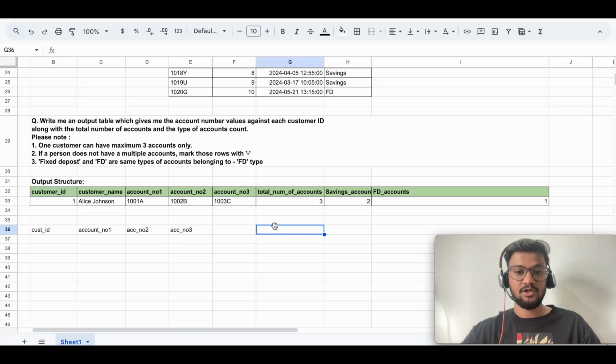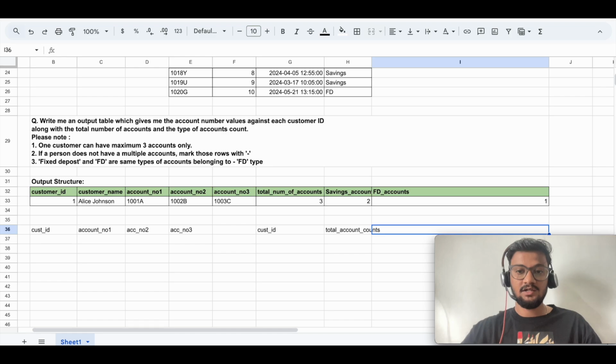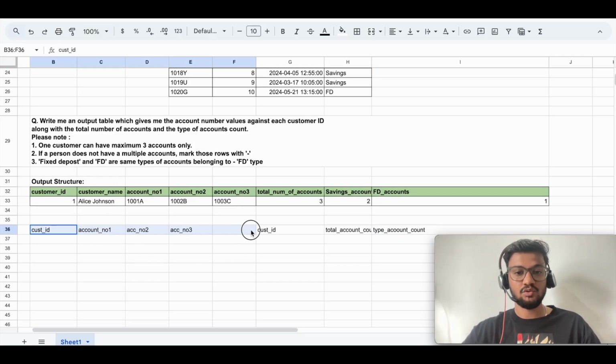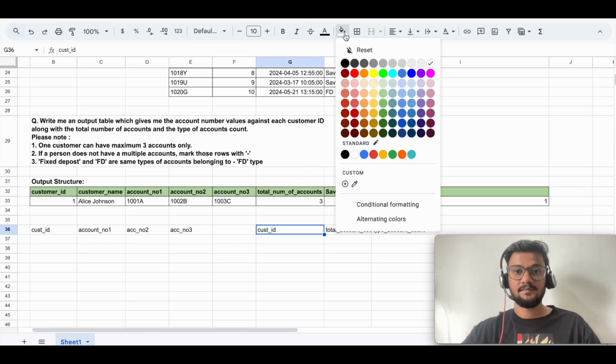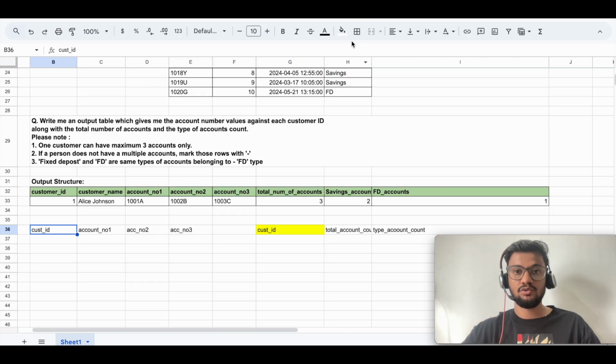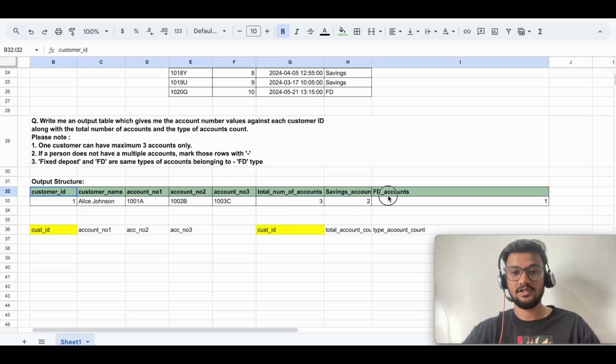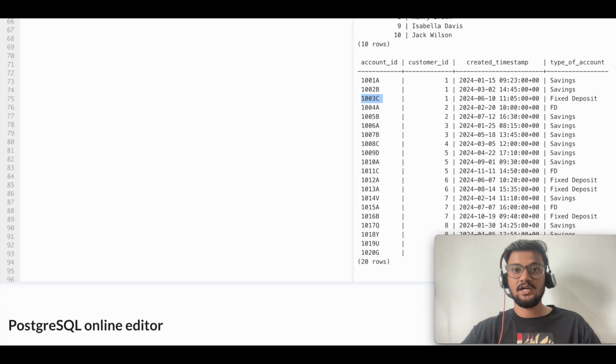Similarly, we can create a table 2 CTE which will give us, at a customer ID level, the total account counts and the type of account counts, both the FD and the savings. And once we have these two CTEs at a customer ID level, we can join them from the customer key itself. So using the customer key as a common key, we can join these two tables and get the output in this consolidated form. So let's try and write this down.